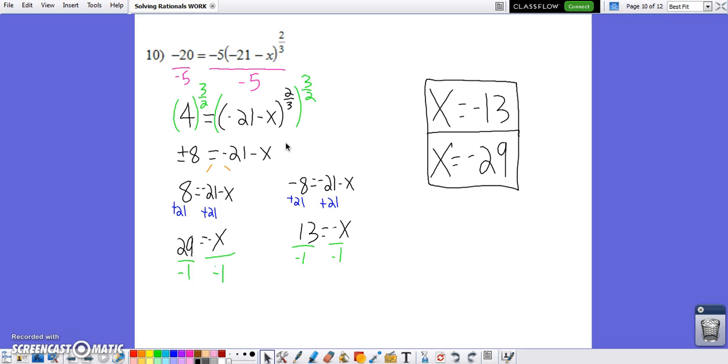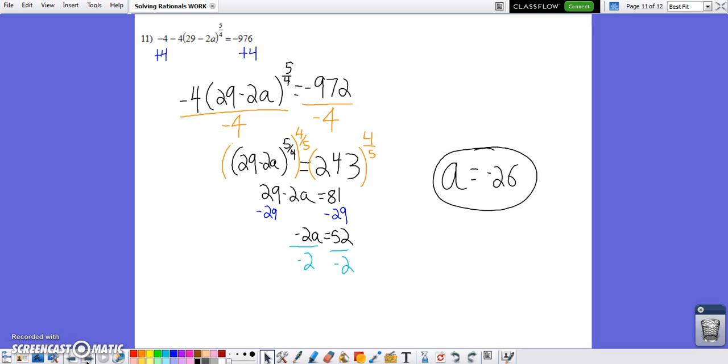That's going to require me to split it up into two separate problems, where negative 21 minus x equals 8, and negative 21 minus x equals negative 8. I still go through the same process of solving, adding 21 to both sides, getting me 29 equals negative x, and 13 equals negative x, and then I divide by negative 1, yielding me a negative 13 equals x and a negative 29 equals x. Yes, they can both be negative, and they could both be positive. You just have to be careful of that. Those are tricky. So whenever you have an even exponent to start, you're going to need to do that.